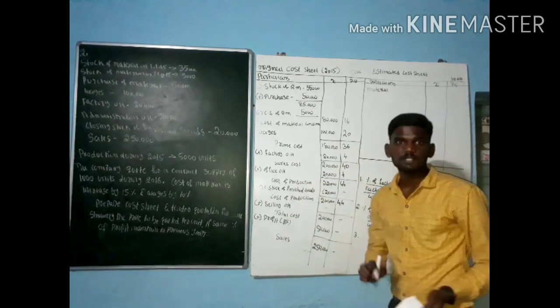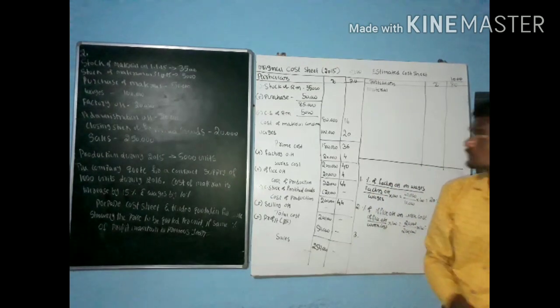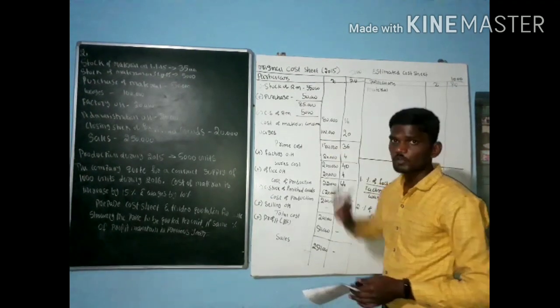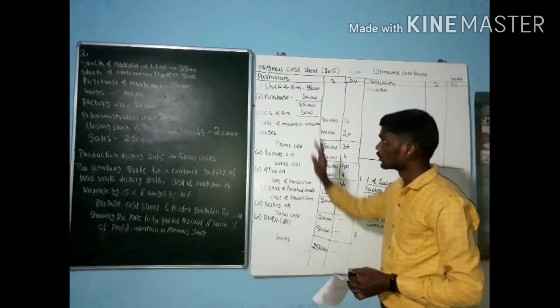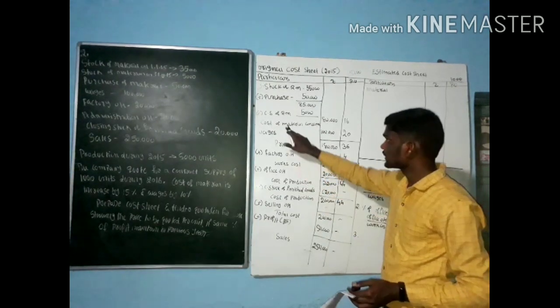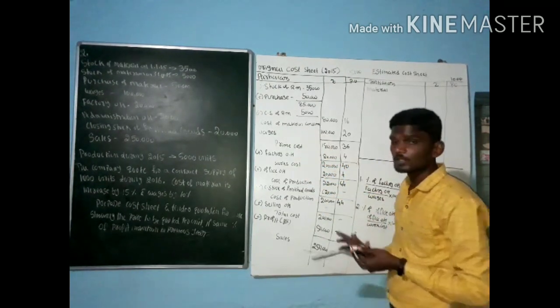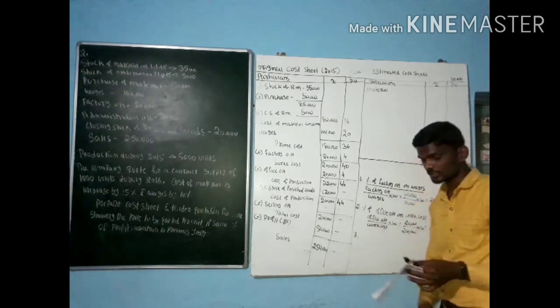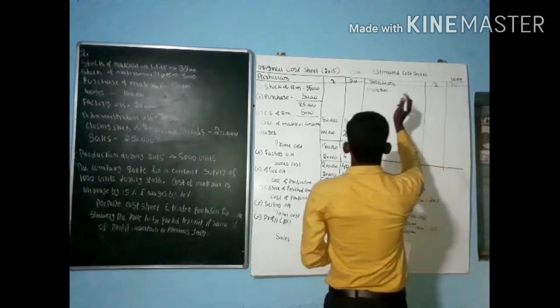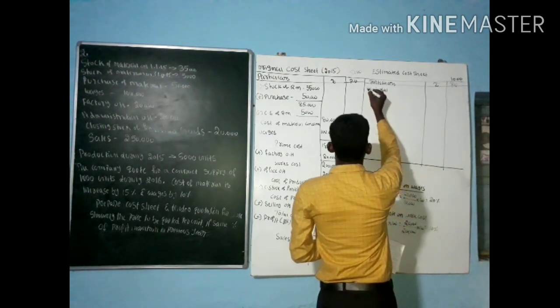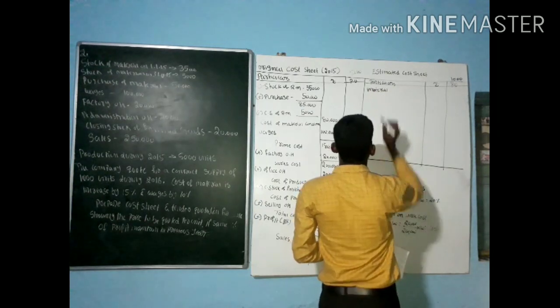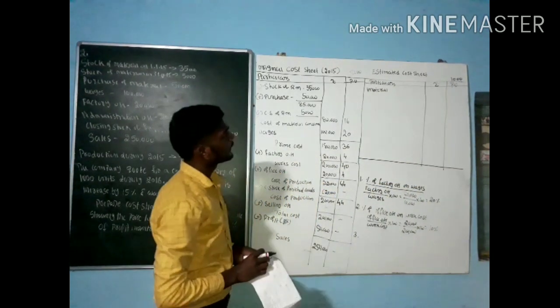So here, which material do we have to consider? See, there is no opening stock of raw material, no purchases, no closing stock. Only we need to consider cost of material consumed. That is how much? 80,000. For 80,000, what is the per unit value?